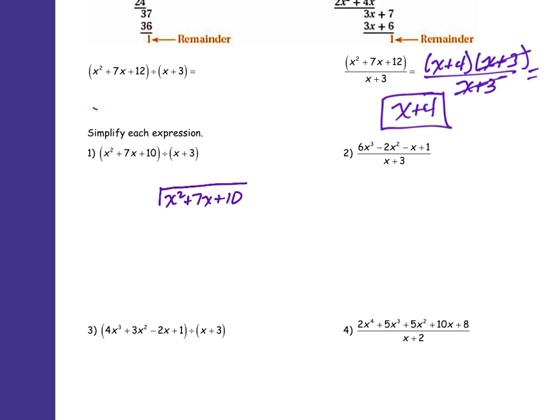Please make sure you're asking questions if you have them as we go along. Then on the outside, I've got x plus 3. Are you okay so far?